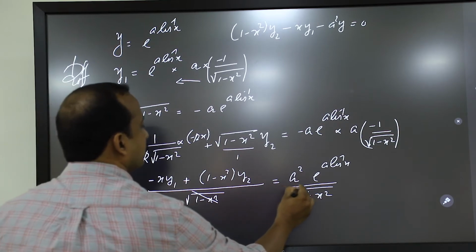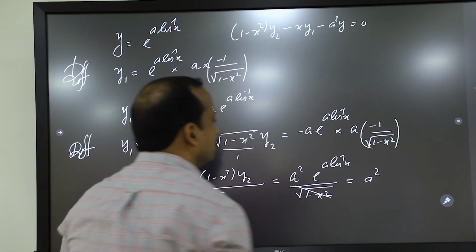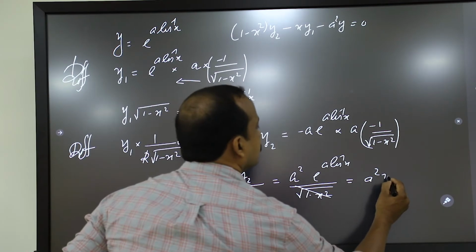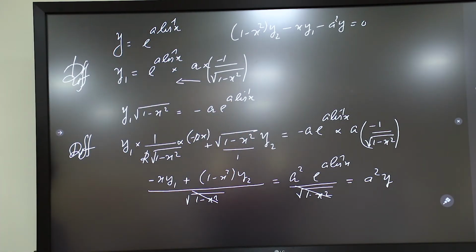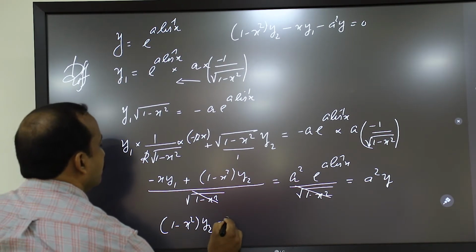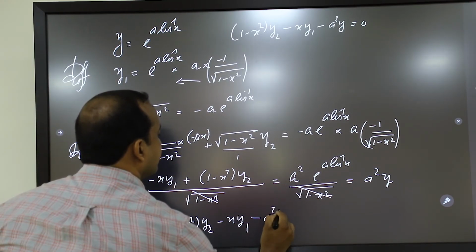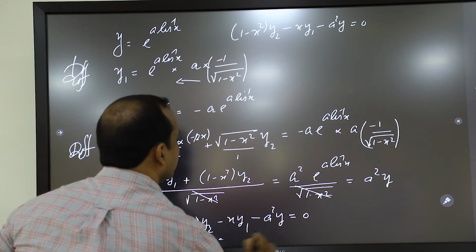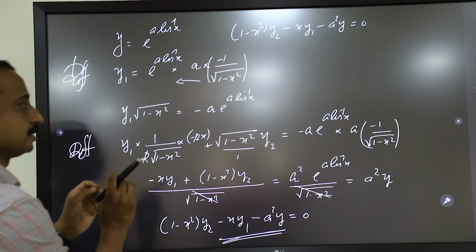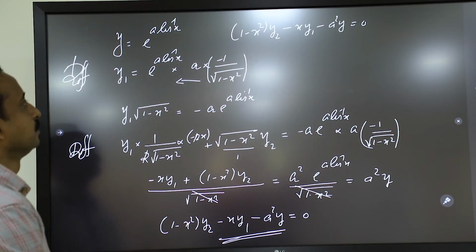Here root of 1 minus x square cancels and it is equal to a square into, you already know, e raised to a cos inverse x is our function y, that is a square into y. Therefore we get 1 minus x square into y2 minus x into y1 minus a square y equal to 0. That's all. It's a very important question. It's also a tough question, so try to practice it two or more times to get the idea.